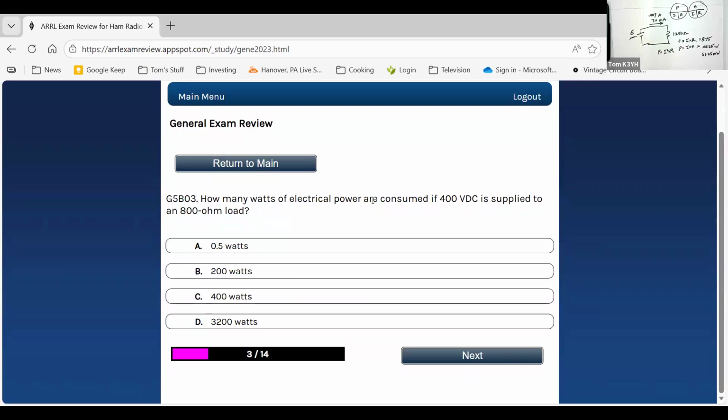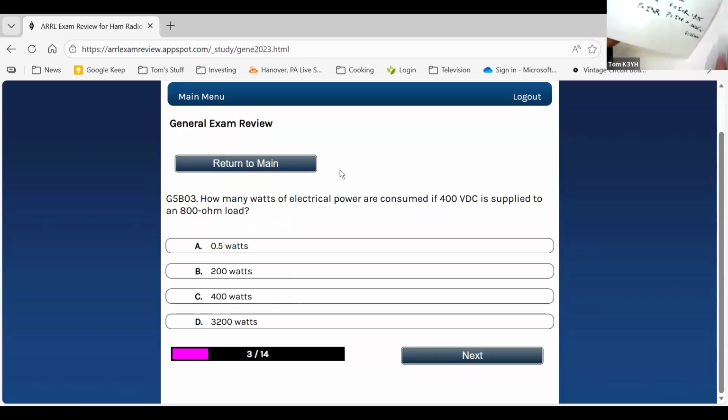All right, here we go. You see my screen, right? Yep. How many watts of electrical power is consumed if 400 volts DC is supplied to 800 ohms? You can already see the problem. They don't give you I, so we're going to have to calculate it.